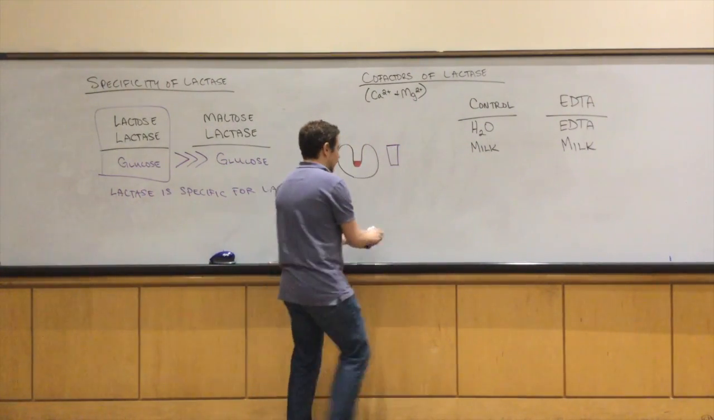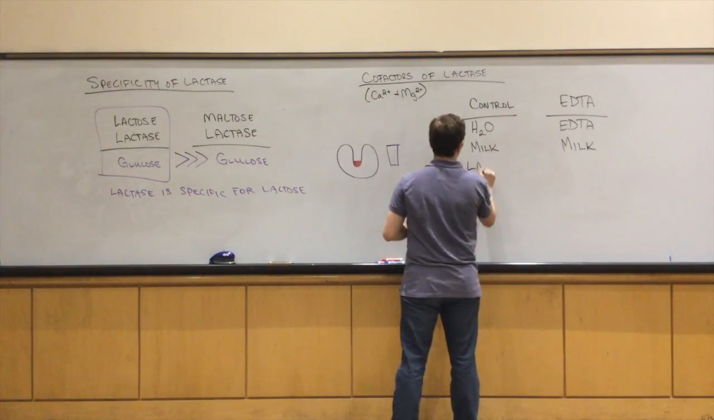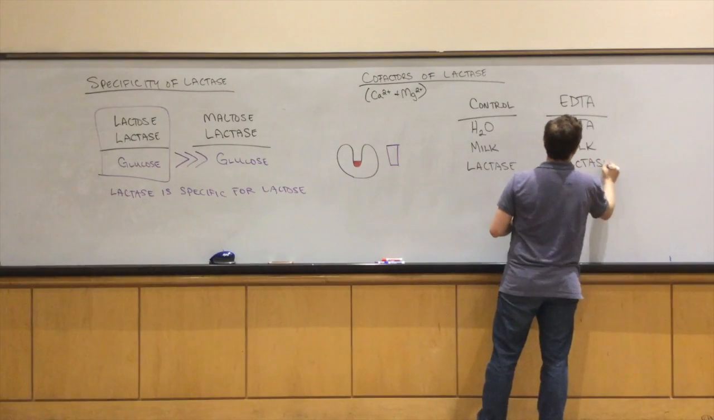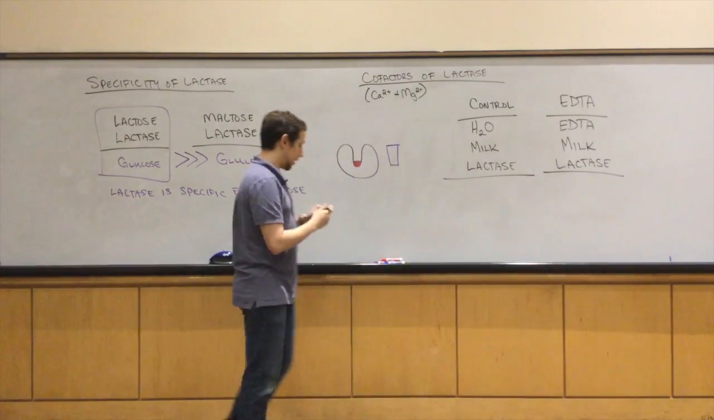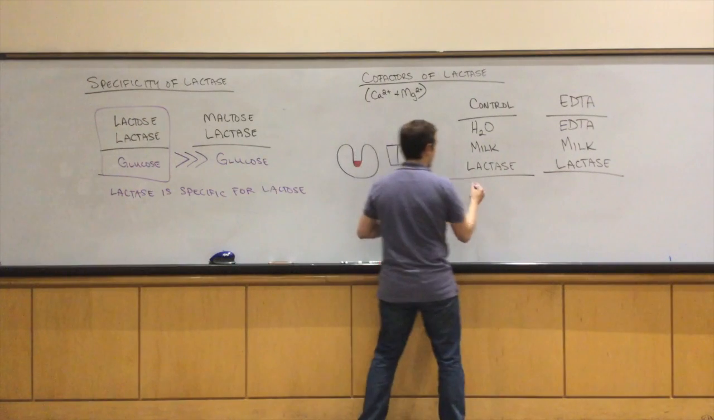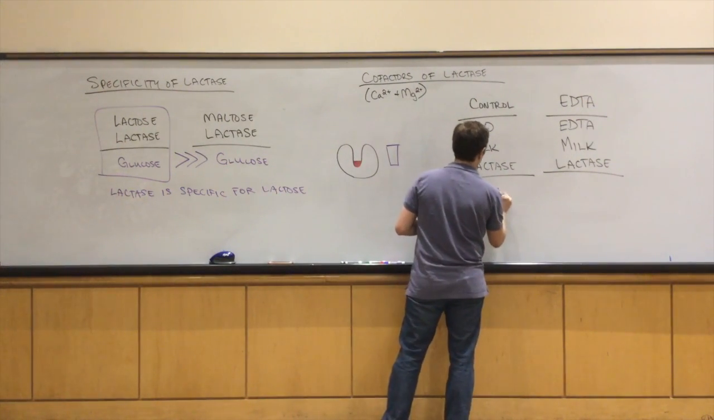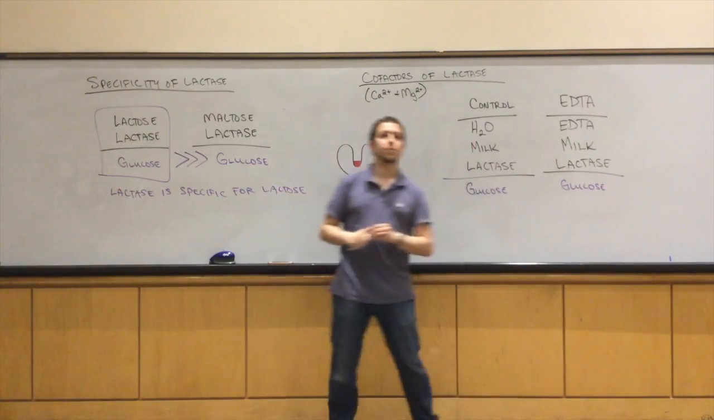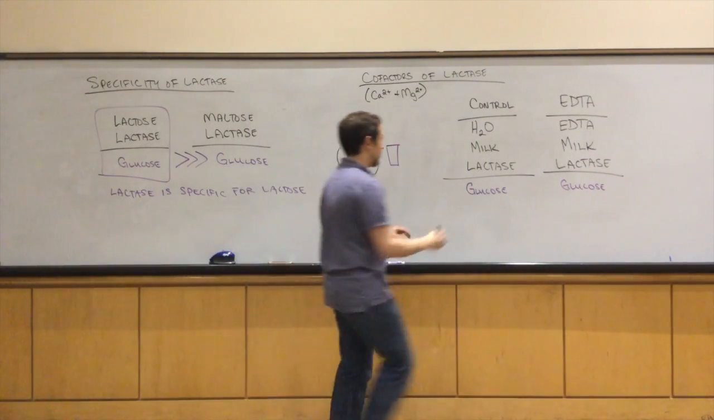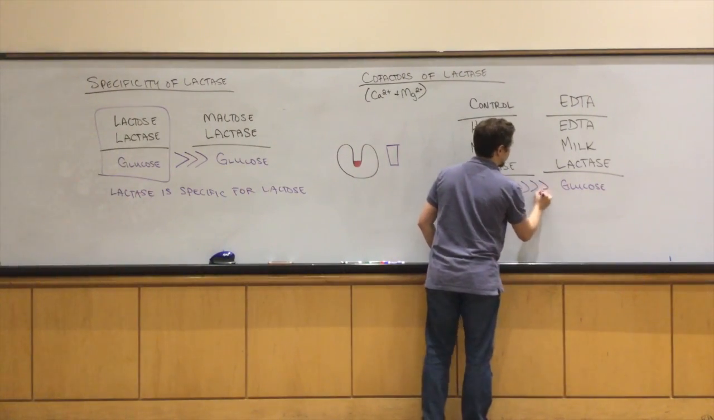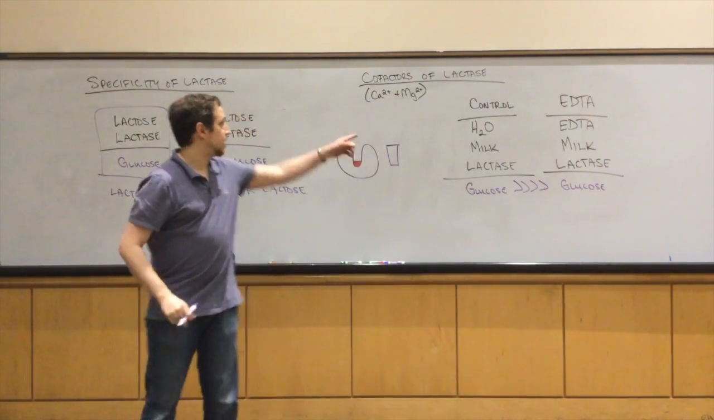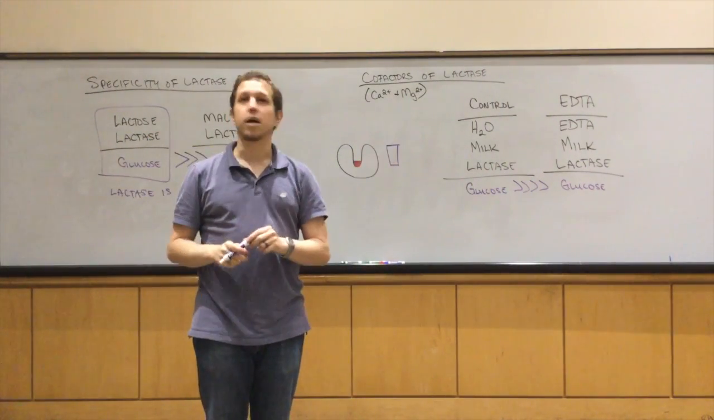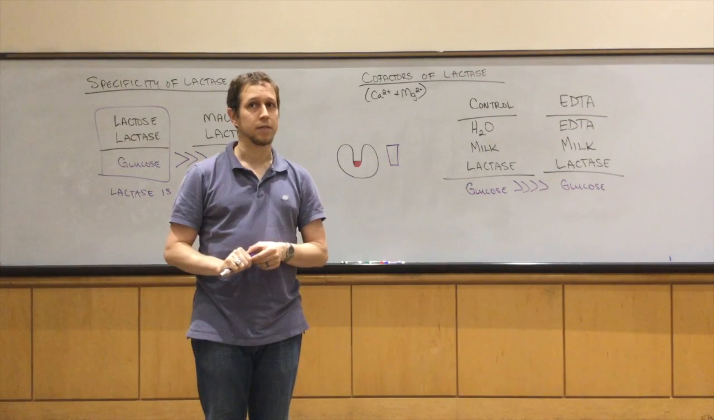EDTA, okay? So, the final component you're going to add here is you're going to add lactase to each of these tubes. You add lactase to each tube. And then again, just like we did over here, we want to measure the relative amount of glucose that is produced by each of those reactions. Which tube do you expect to have more glucose? The control. The control should have more glucose because in the EDTA tube, those cofactors have been bound by EDTA, and the lactase cannot use them to break down lactose. Does that make sense?